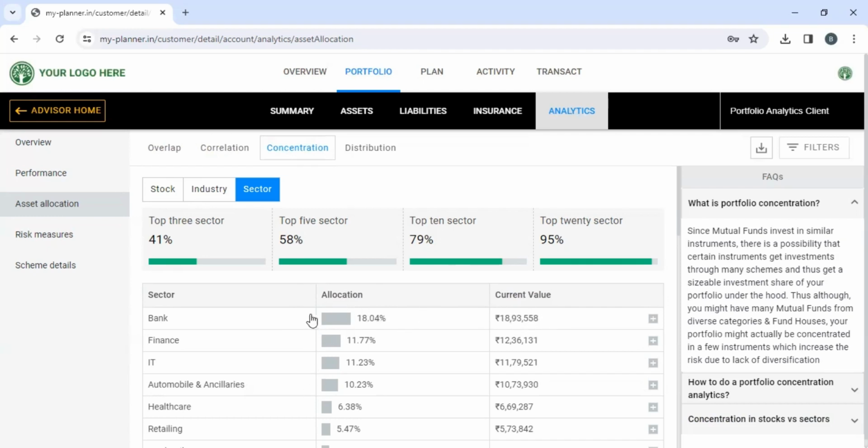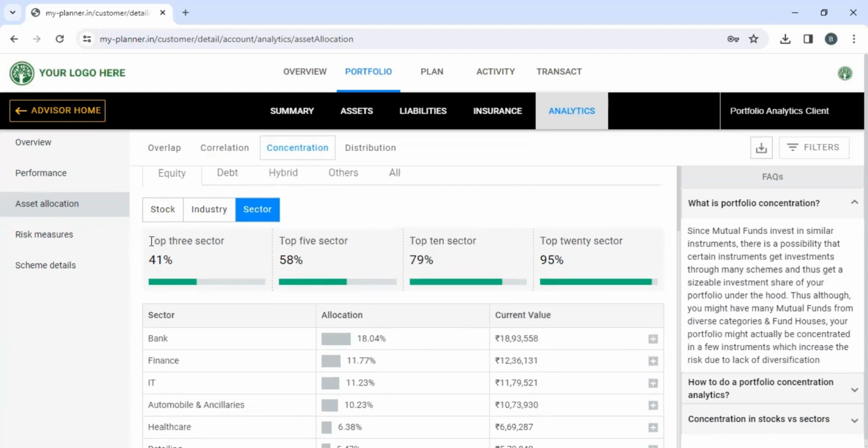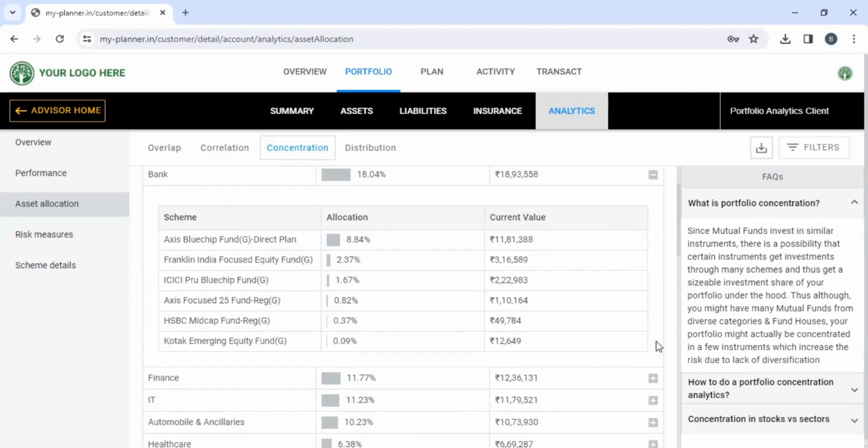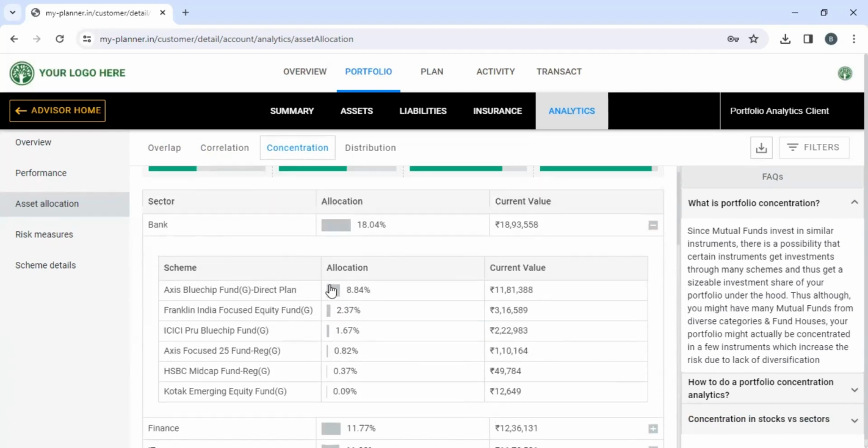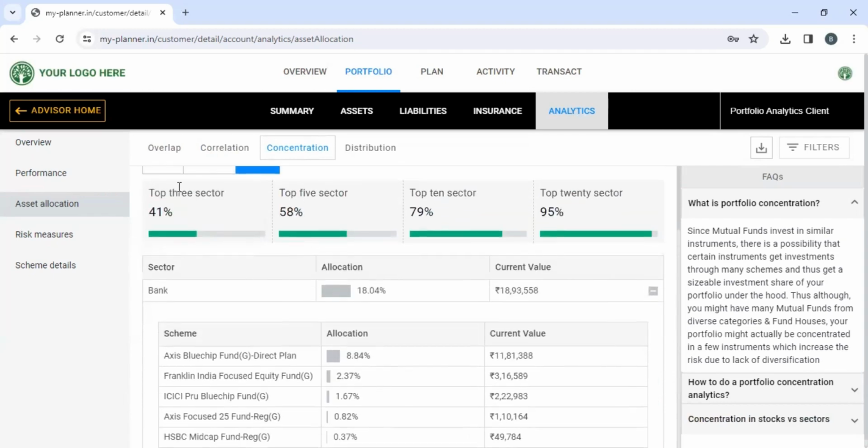Although it has a lot of correlation effects with other sectors, if the banking sector suffers, this part of my portfolio is actually suffering, and the top three sectors are actually 41%. So these are the three sectors that I might be closely watching for this particular portfolio. And on clicking on this, I can actually see the actual contributions made in this sector, or in this case, if I choose a stock.